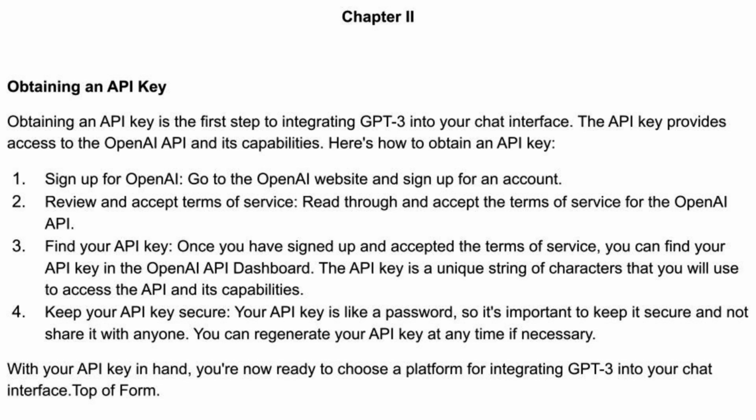Find your API key. Once you have signed up and accepted the terms of service, you can find your API key in the OpenAI API dashboard. The API key is a unique string of characters that you will use to access the API and its capabilities.